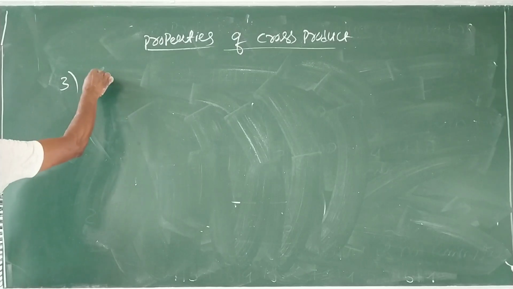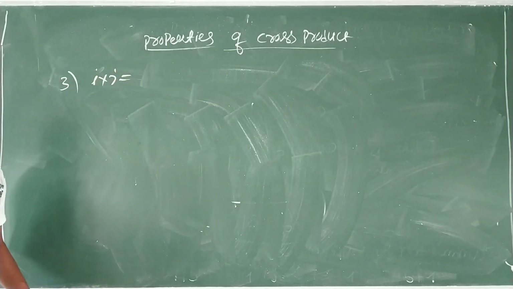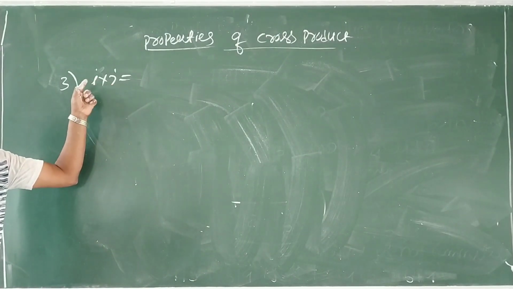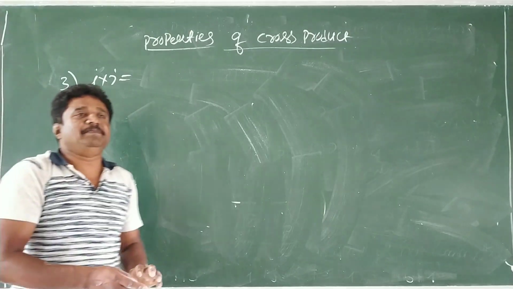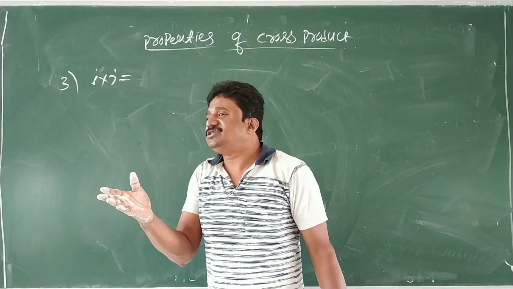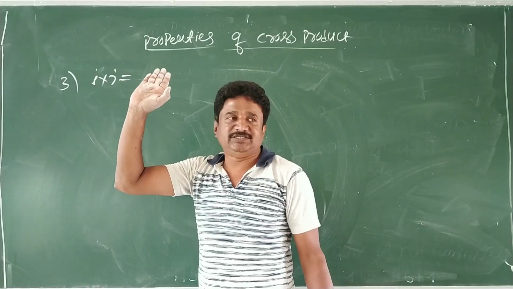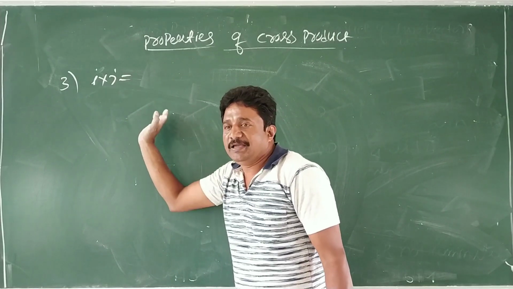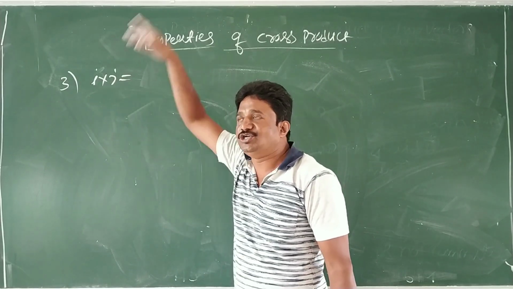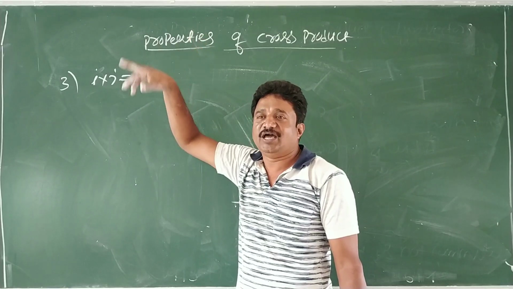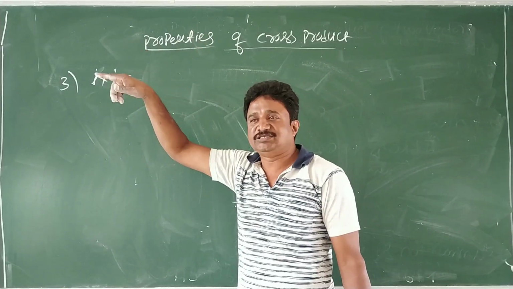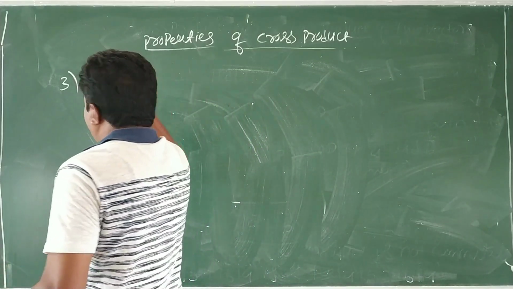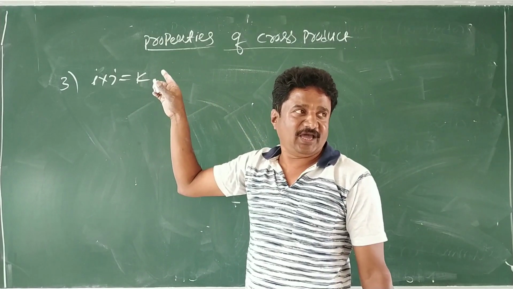I cross J. According to the right hand thumb rule, curling from I to J, that is from the x axis to the y axis, tell me the direction. It should be along the z axis, because the z axis is perpendicular to both the x axis and the y axis. Therefore, I cross J should be equal to what? K. I cross J is K. Correct?